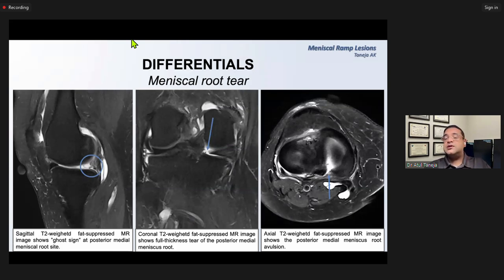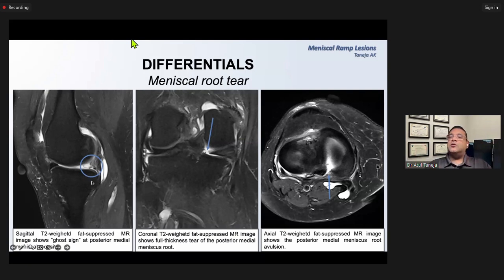And meniscal root tears have gained much more importance every year. They are gaining a lot of attention. Remember to look carefully for the meniscal roots. Use the coronal. Get nice images on coronal. That's where you can beautifully see them on your cross-sectional view when we're talking about the posterior horn.